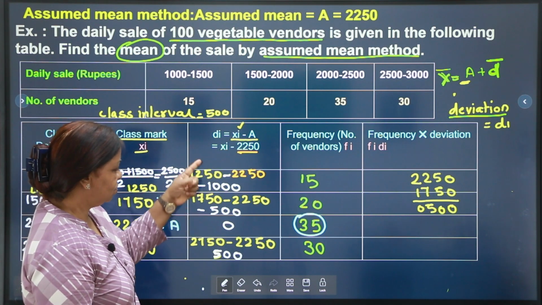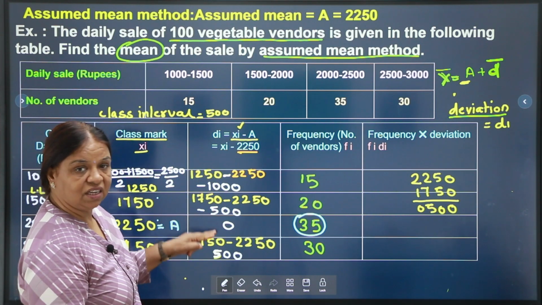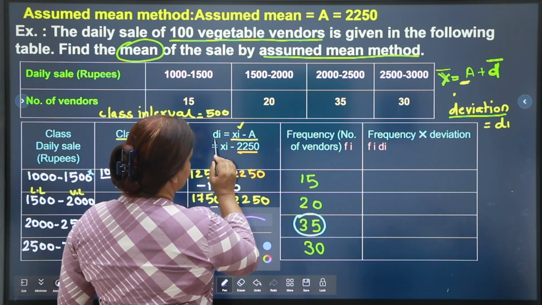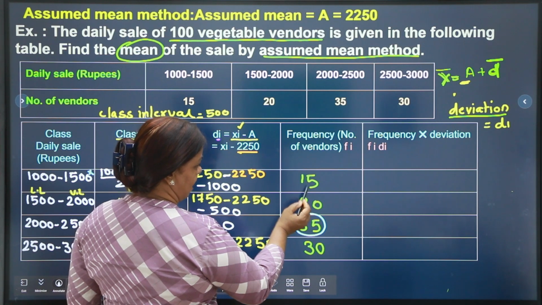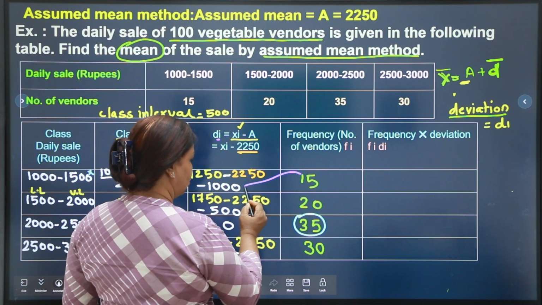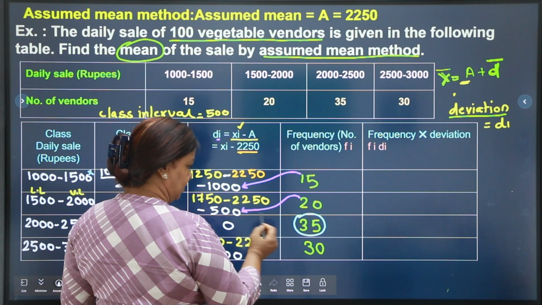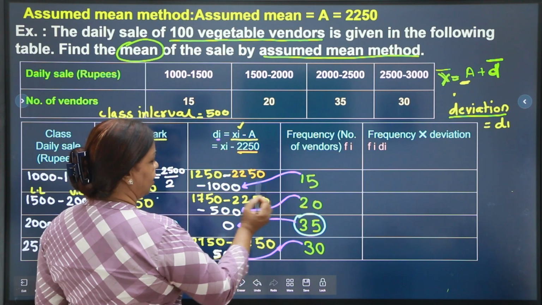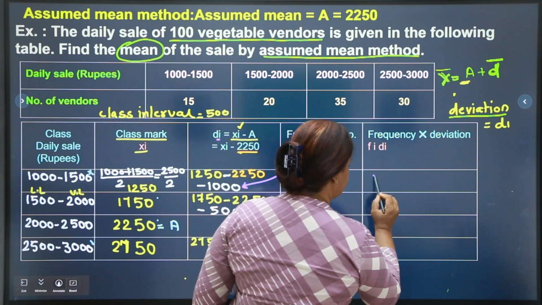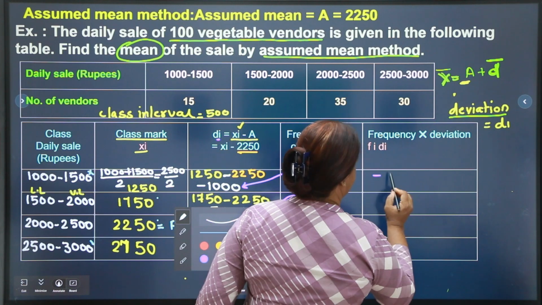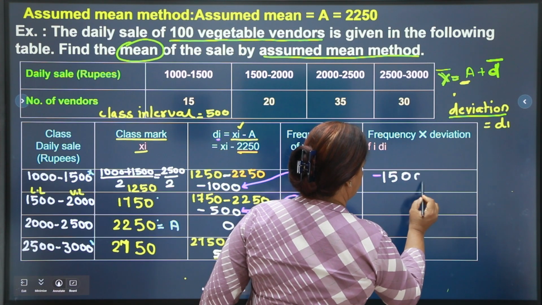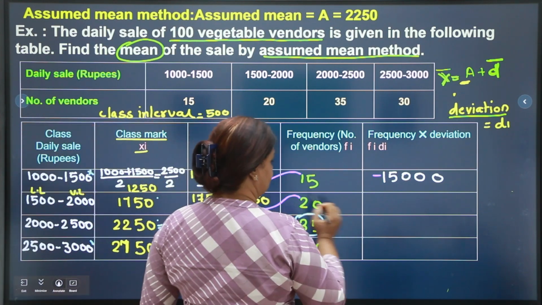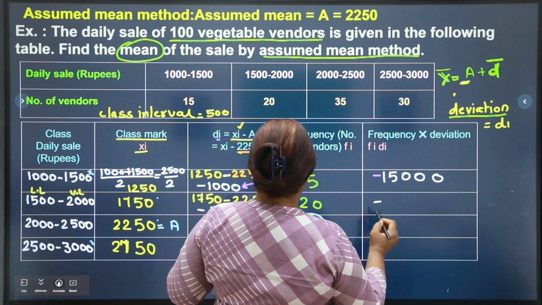Usually the values above the assumed mean are positive and below it are negative, with the same magnitude. Now we have to find Fi di. Multiplying, this is di and this is Fi, so we need to find the multiplication of Fi and di. Let's multiply, children. 15 into minus 1000 will be minus 15,000. Now 20 into minus 500.